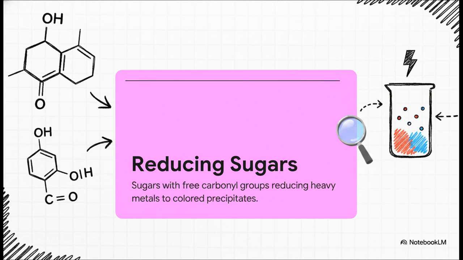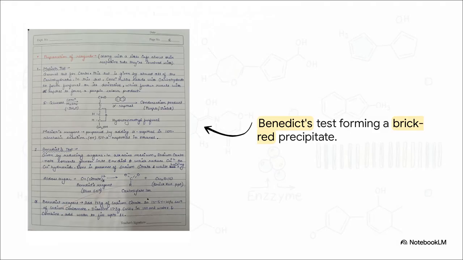Basically, it's a carbohydrate that can reduce a heavy metal ion in an alkaline or acidic medium, creating a colored precipitate. Structurally, that means it has a free reactive carbonyl group, a free aldehyde or ketone, just waiting to give away its electrons to a reagent. To put that into perspective, let's look at the actual chemistry of Benedict's test.